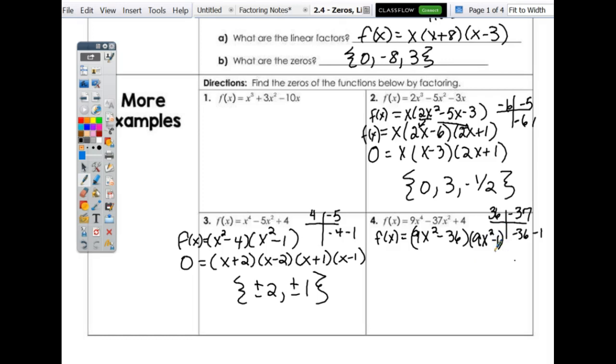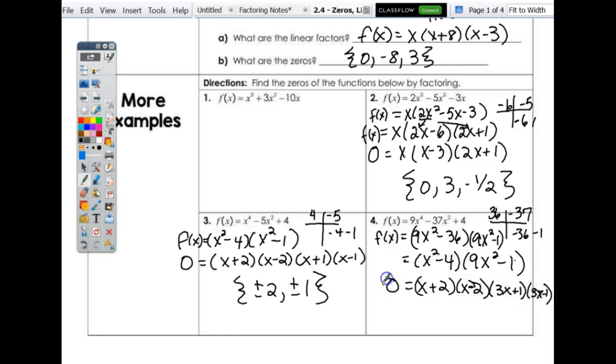So then I'm going to look at the first term. Can I divide out a 9 on the first term? So then I end up with x squared minus 4 and 9x squared minus 1. And both of those are perfect squares then. So this one factors to x plus 2 and x minus 2. And this one factors to 3x plus 1 and 3x minus 1. And if I set that equal to 0, then I can get all the roots. And the roots are plus or minus 2 and plus or minus 1/3.